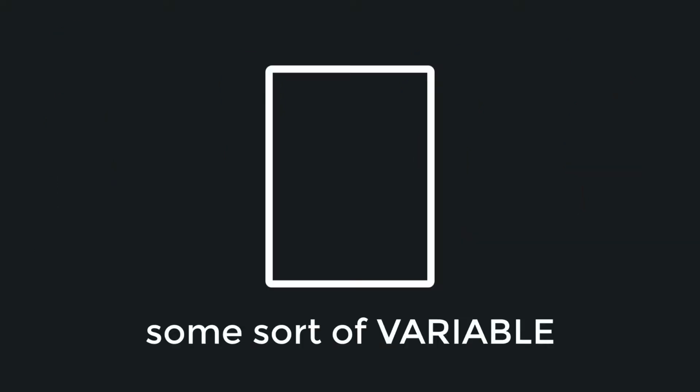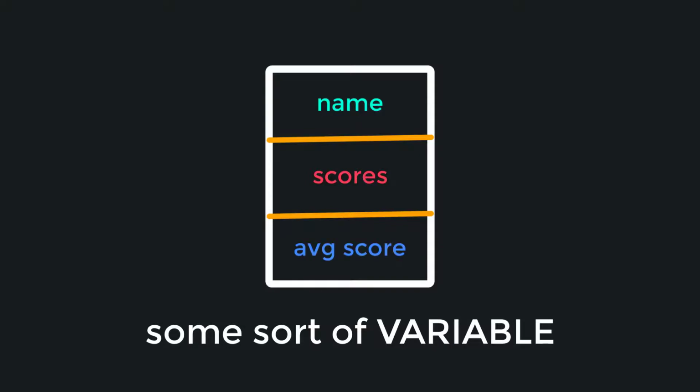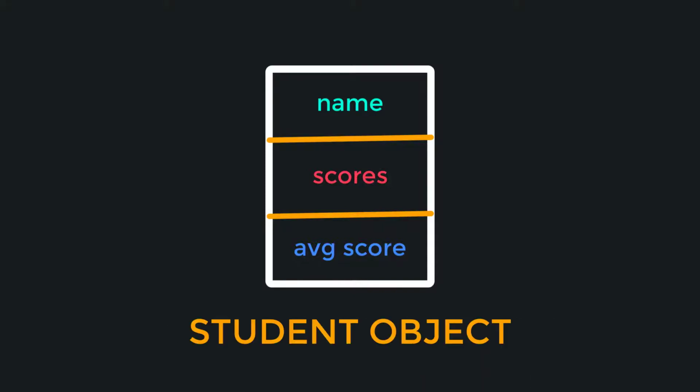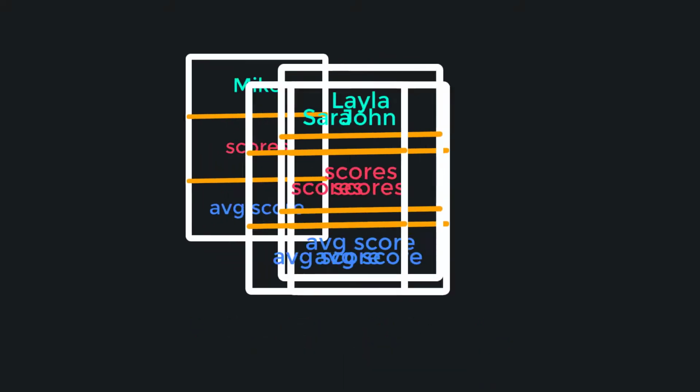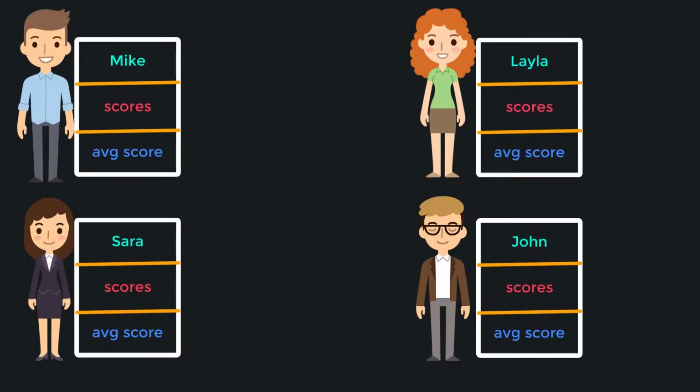So what if we have some sort of variable that has 3 different partitions? The first one is for storing the name, the second one is for storing the scores, and the third one is for storing the average. And we call this variable a student variable, or it's better to say a student object. And then we will make 4 student objects for each of the students that we have in order to store their information one by one. This is how we look at a problem in an object-oriented way.